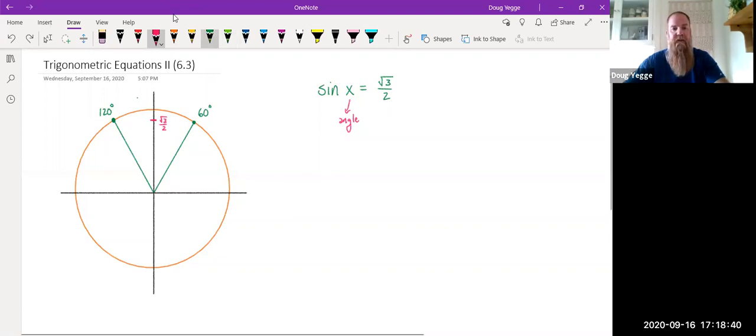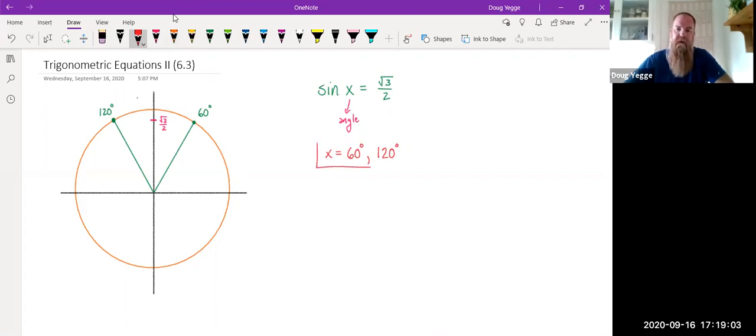And so we should realize that the solutions to this equation will be x equals 60 degrees, because that's where the y coordinate is root 3 over 2. But also the second quadrant will give me an answer, which is why 120 degrees is my second answer. So this is how we would solve an equation if the angle was simply x.